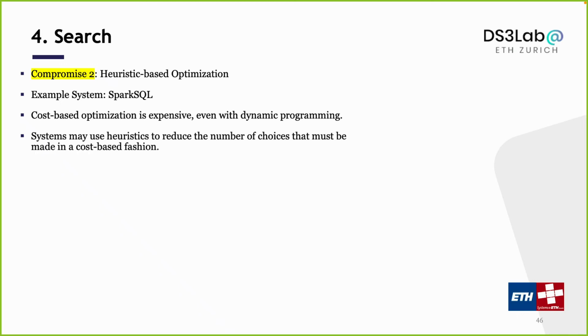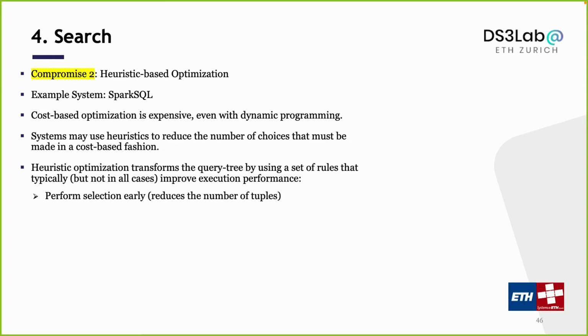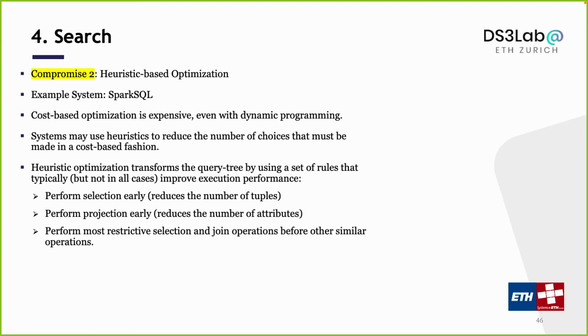So, for example, the thing that we could do is, given a query plan, we always do selection as early as possible. That is, I always push down selection as hard as I can, which makes sense, right? Why do I even need to search for that, right? I push down selection as a first step, and then I push down projection as early as possible, and then I perform the most restrictive selection and join operator before other operators.